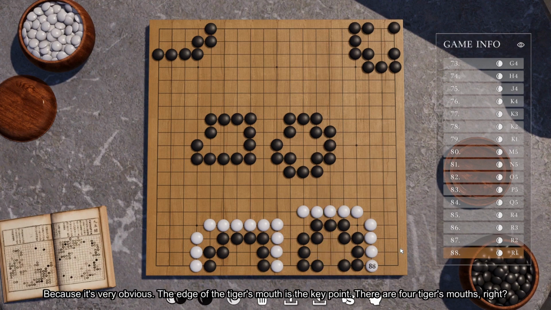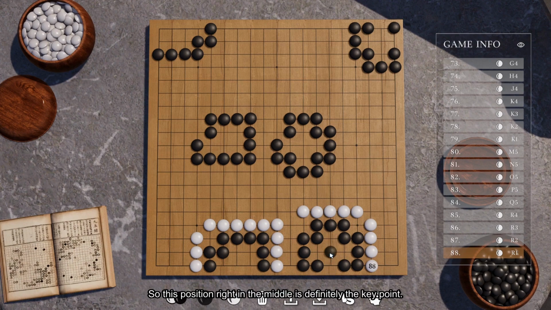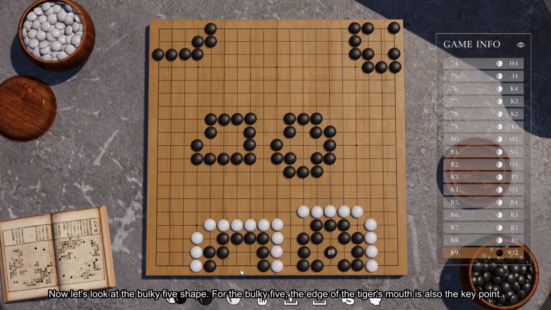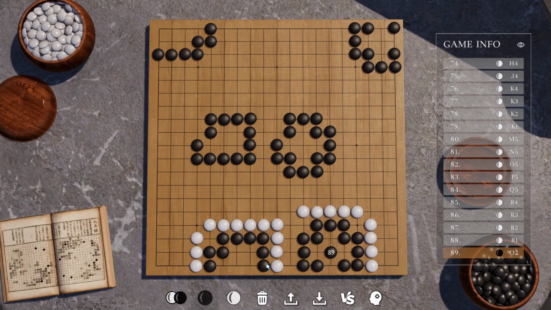The edge of the tiger's mouth is the key point. There are 4 tiger's mouths, right? So this position right in the middle is definitely the key point. Now let's look at the bulky 5 shape. For the bulky 5, the edge of the tiger's mouth is also the key point. In practice, it is actually more relevant for white to find this key point to attack.